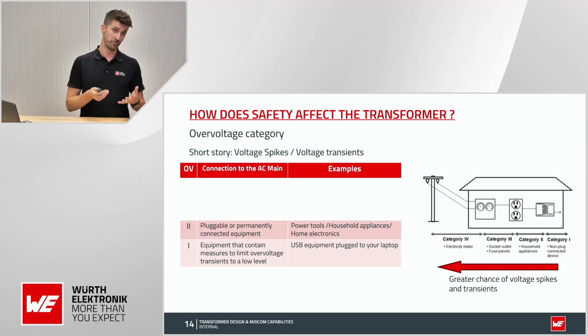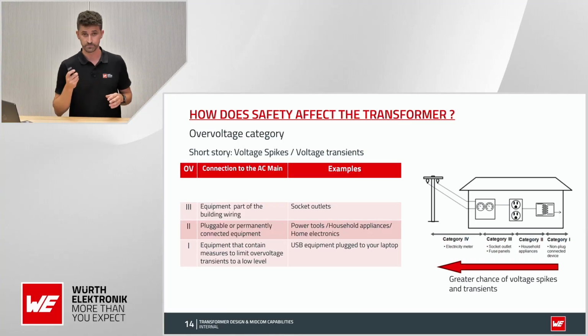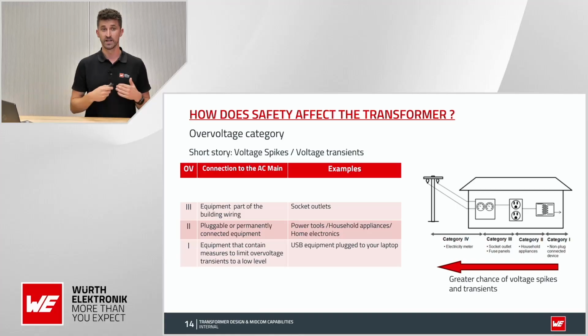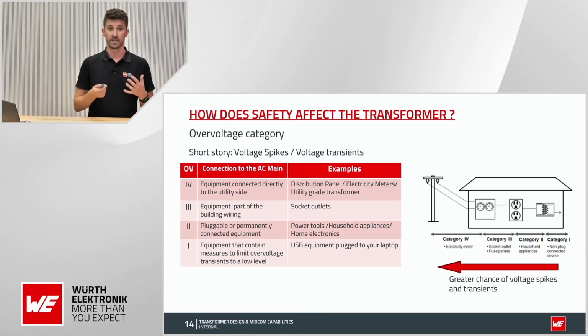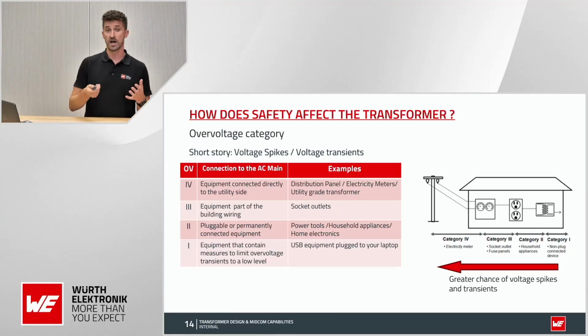Increasing a bit the overvoltage category, we have, for example, power tools, household appliances, so something pluggable or permanently connected to the domestic grid. In overvoltage category 3, for example, we have the socket outlets connected to the building wiring. And then the most strict one, and we don't do many designs for this overvoltage category, are, for example, utility grade transformers or anything directly connected to the utility side.